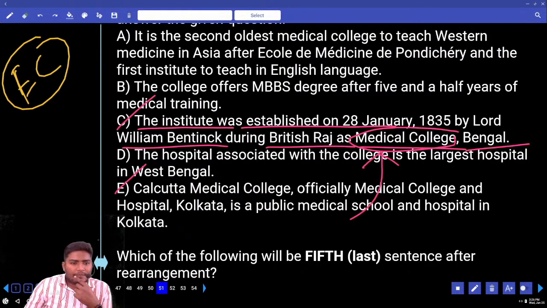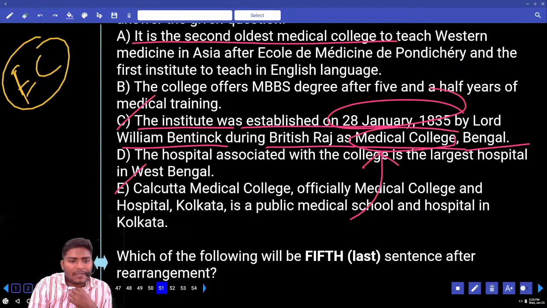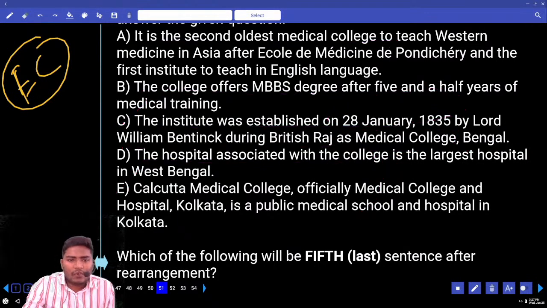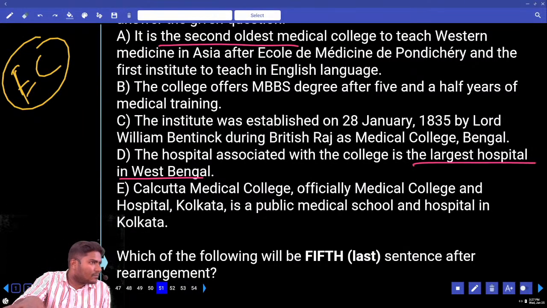Now tell me your answer. Yeah. Now we are coming across the features. It is the second oldest medical college. The college offers MBBS degree after 5 years. There is another one. The hospital associated with the college is the largest hospital in West Bengal. See, if you look at this, it is the second oldest medical college and it is the largest hospital in West Bengal. These are the features of that college.